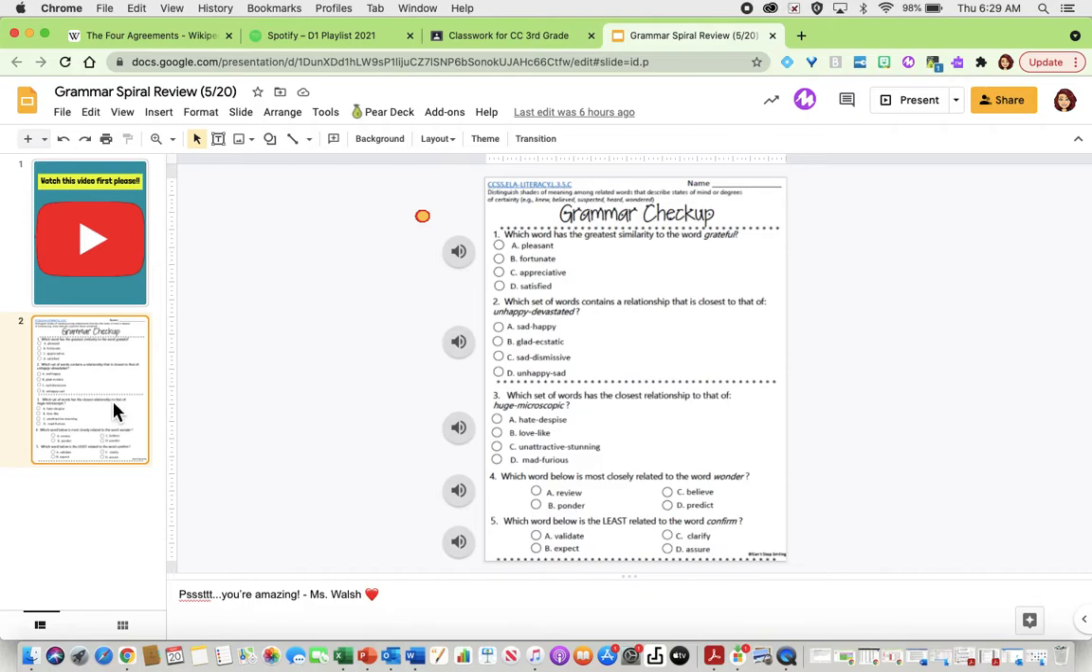When you move on to slide number 2, you are going to see that you are being asked questions about which words are most similar to the words that you are given. So here in slide 1, number 1, you are given one word. In number 2, you're given 2 words, as well as number 3. 4, you're given 1 word. And then number 5, instead of finding the most closely related, you're going to find the least related to it. So you're going to be looking for the opposite for number 5. And your circles are right over here if needed.